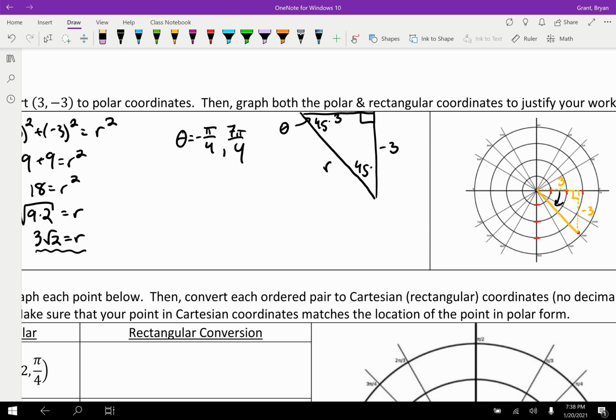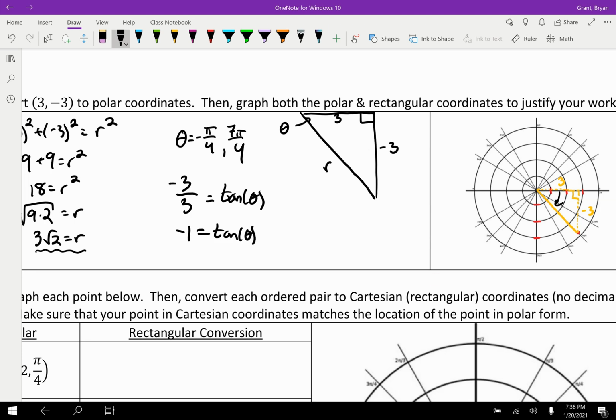But what if you don't recognize it's a special right triangle? What if you want to use one of our formulas? Well, one of our formulas says that if we do the opposite, -3 over the adjacent over 3, then that is equivalent to tangent of our unknown theta, right? We're pretending we don't know theta right now. So this tells us that -1 equals the tangent of theta.